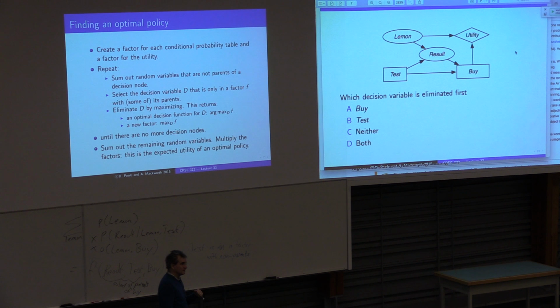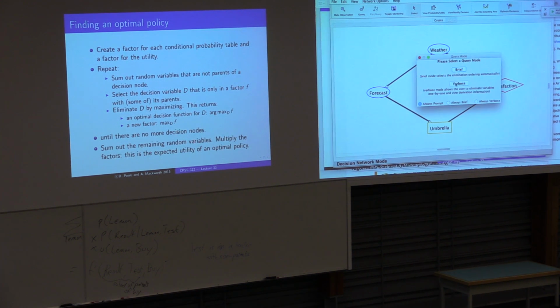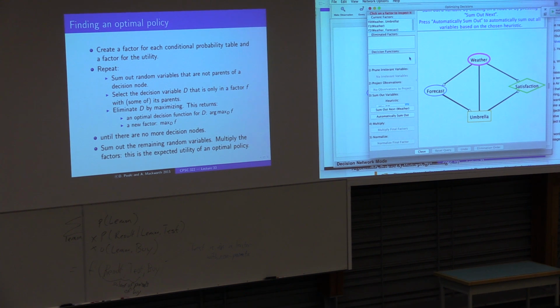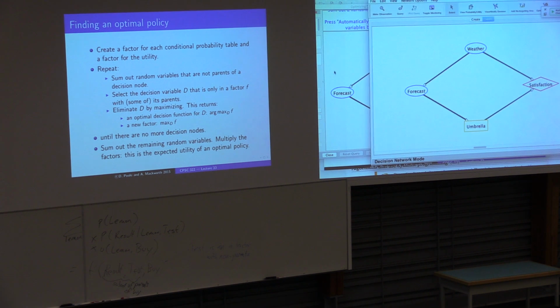What maximizing does? Yeah, so let's do this. Let's solve this. Let's optimize decisions. So in here we had these three factors. There's only one decision node. So what can we sum out? We have to sum out any variable. Let's move this across to here. Can I do this?